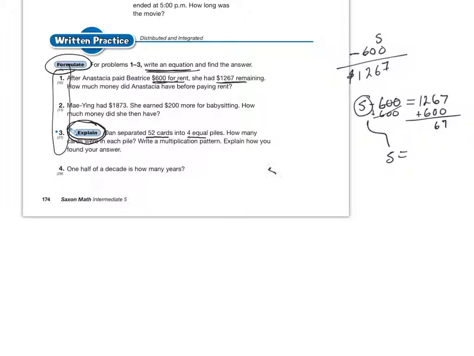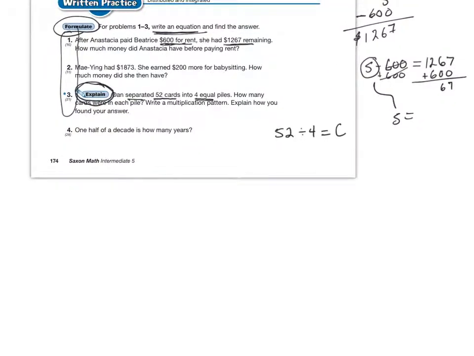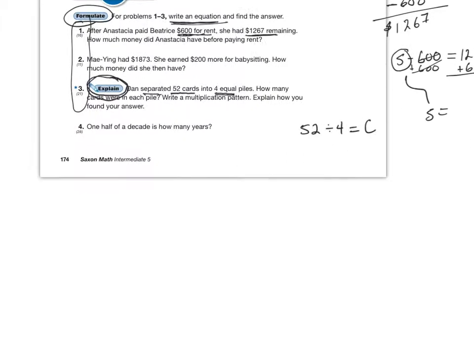So if I have 52 and I put them in 4 equal piles, that means I'm going to have 4 piles of something. I'm dividing them into 4, and that is going to equal some number of cards. That would be the easiest way to write that. Then what I'm going to do to solve it is just 52 divided by 4. Pretty easy.